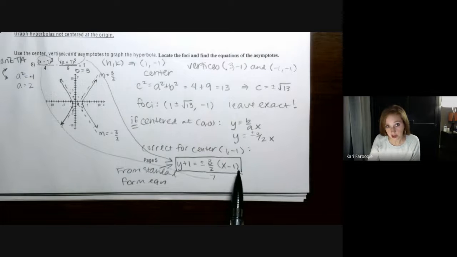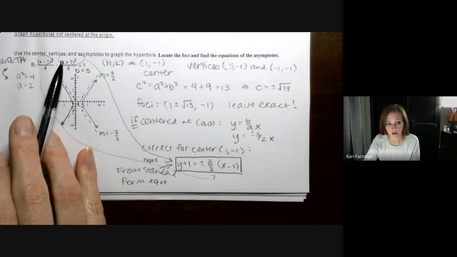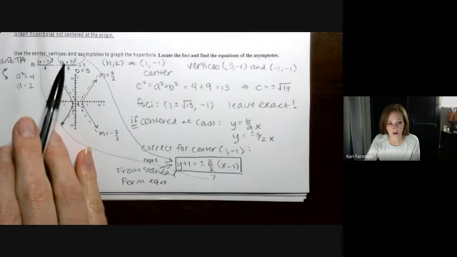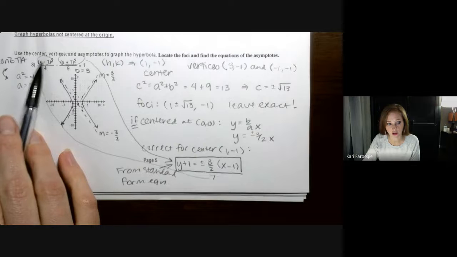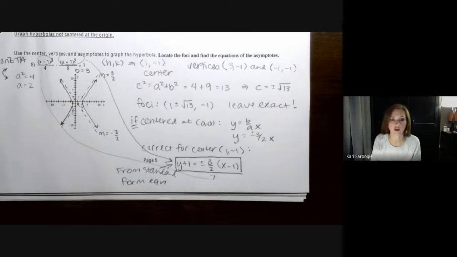So if your center is not at the origin, no big deal. Go back to your original equation. Instead of y, substitute whatever this value is. In this case, it's y plus 1. And instead of using x, go back to your original equation and then use whatever expression is in there for x. In our case, x minus 1.